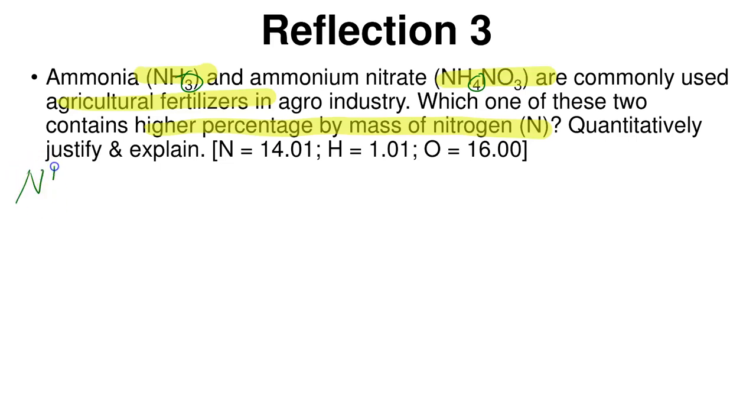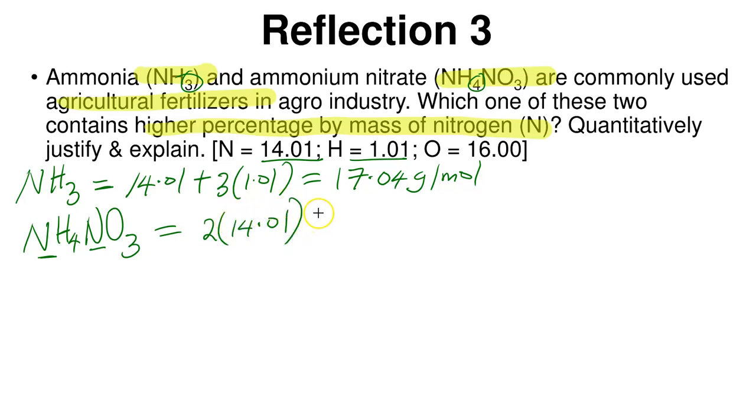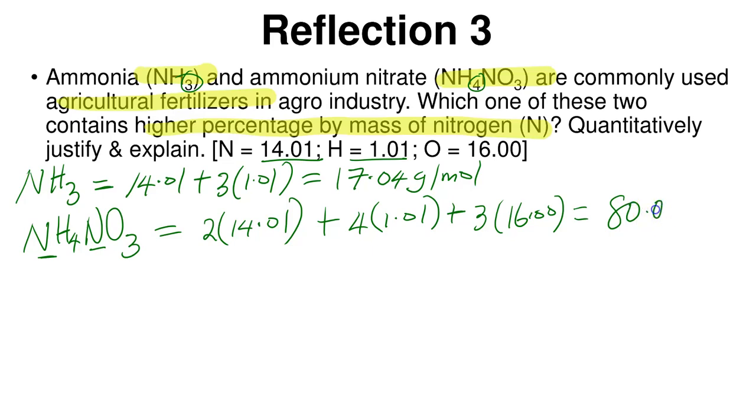Let's do it. So here for ammonia, we're going to start. Nitrogen weighs 14.01, plus hydrogen, but there are 3 of them, 3 times 1.01. If you add everything together here, you're going to get about 17.04 grams per 1 mole of ammonia. Now you go to ammonium nitrate. You start with nitrogen. There are 2 atoms of nitrogen here, this and this, so you're going to start with 2 times 14.01, plus the next thing you have, hydrogen. There are 4 hydrogen atoms, 4 times 1.01, plus 3 oxygen atoms, 3 times 16.00. And when you add all this together, you're going to get 80.06 grams of ammonium nitrate.